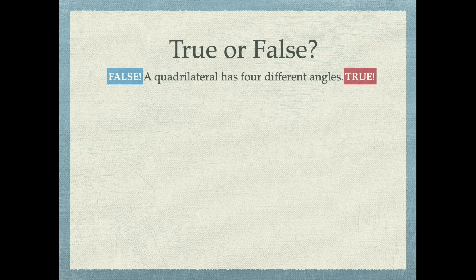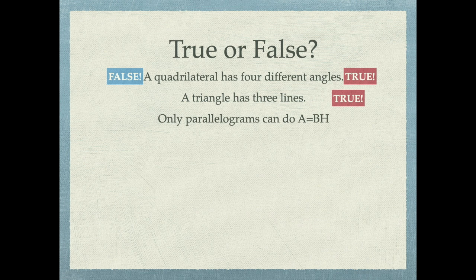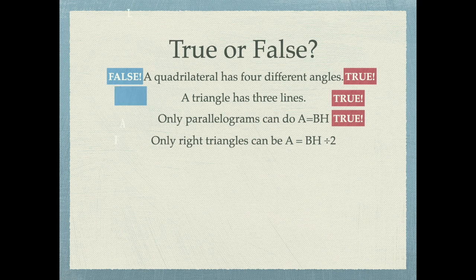All right, I won't trick you on the next one. A triangle has 3 lines. Is that true or false? Only parallelograms can do area equals base times height. That's true. It does not work with trapezoids or irregular quadrilaterals. What about this one? Nope, that's false. Every single triangle could be area is base times height divided by 2. Any triangle on the face of the planet can follow that formula.